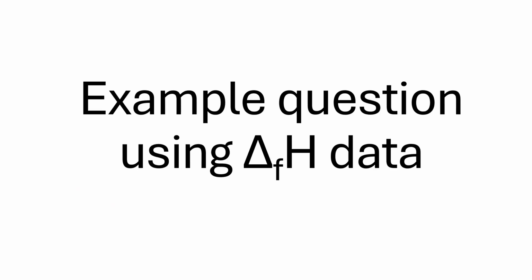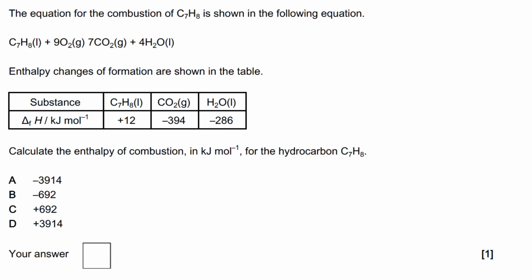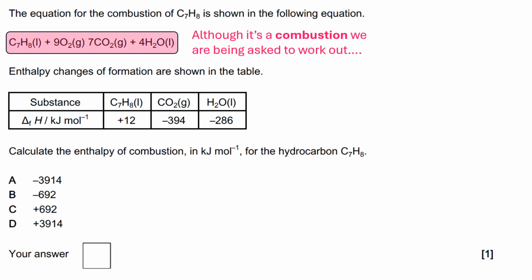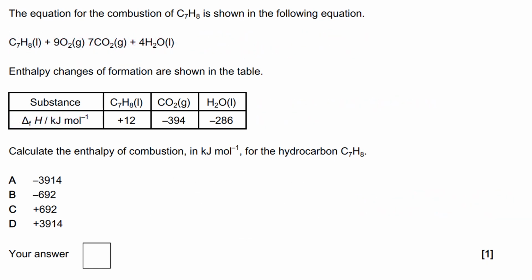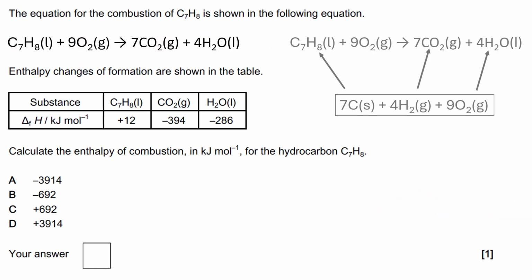So let's look at an example using delta FH data. Although they want you to work out what happens to be a combustion, the data you're given is formation enthalpy data. So we're going to use this particular model that we just looked at. So what you do is you put your Hess cycle together. The constituent elements in their standard states are at the bottom.